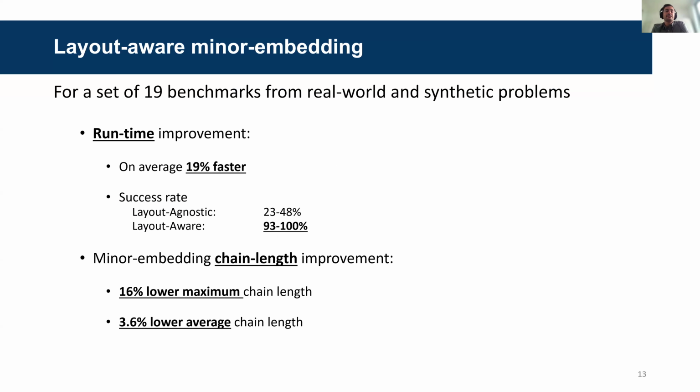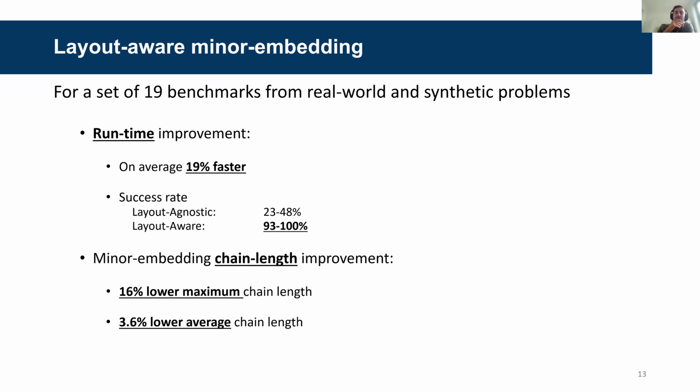We ran those two methods with different benchmarks, different types, and we had some key takeaways. Adding layout awareness on average results in embeddings 19% faster. Another metric was the success rate, just being able to find an embedding given some time to the algorithm. There's a really high increase here, from 23 to 48% or 93 to 100%, from adding layout awareness. And in terms of chain metrics, when we measure the result of the embedding, we have 16% lower maximum chain length and 3.6 lower average.